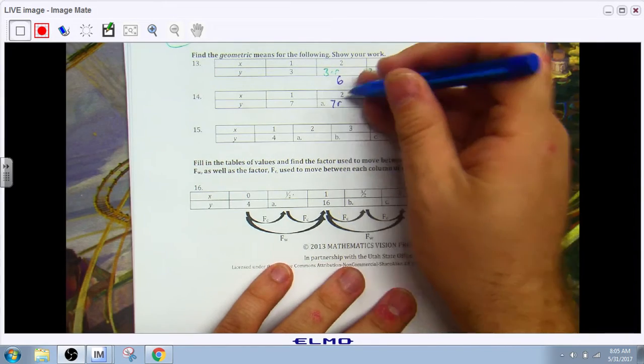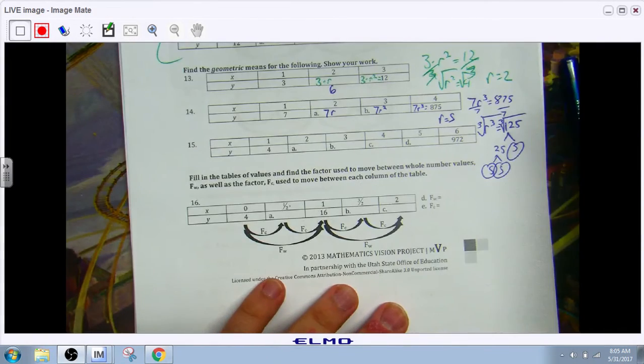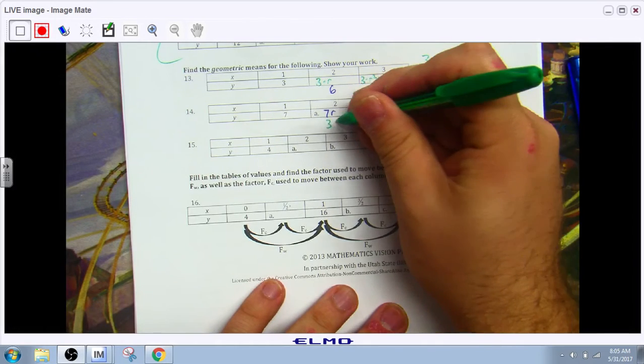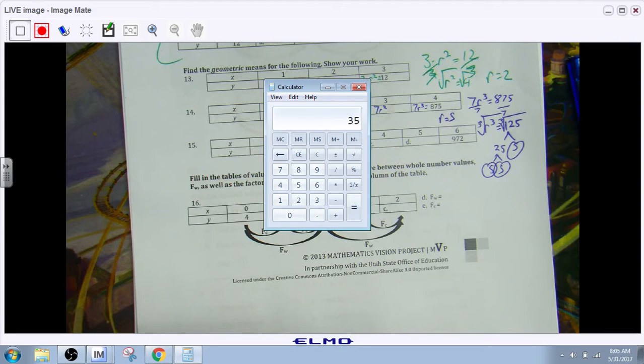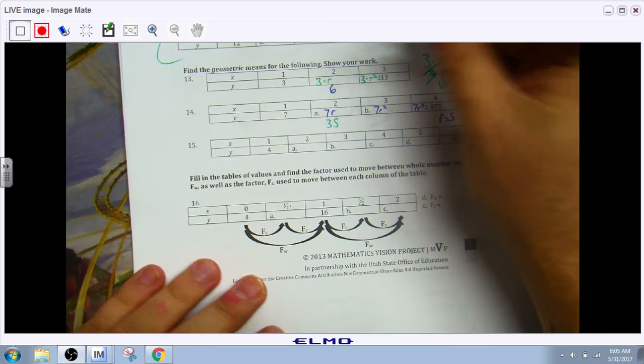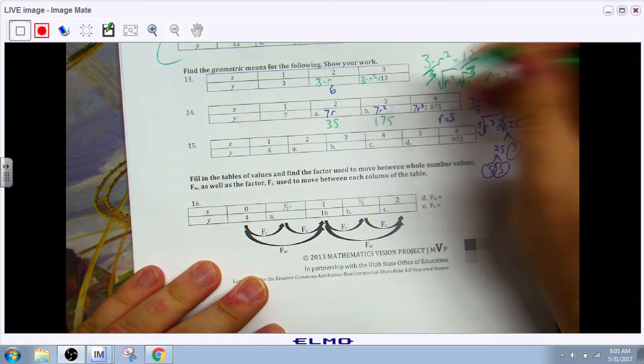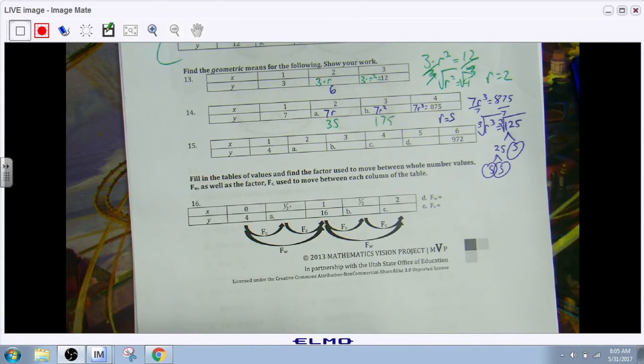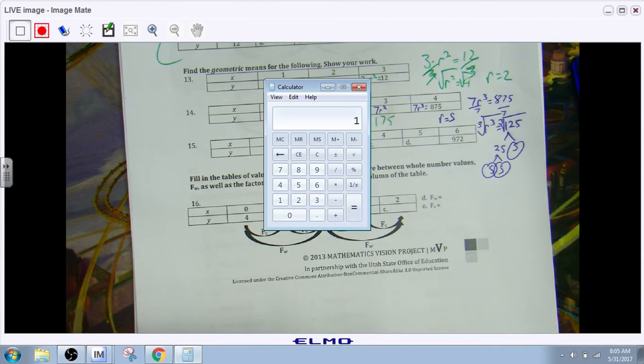So that means 7 times r, this is going to be 35. 35 times 5, I don't know what that is off the top of my head. 35 times 5 is going to be 175. Boom. 175, and 175 times 5 should be 875. Let me just do that and make sure I did this right. 175 times 5. Hey, I did it right.